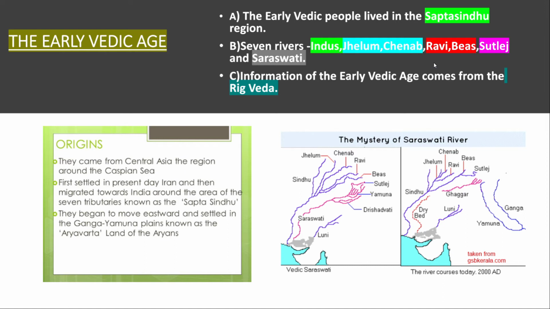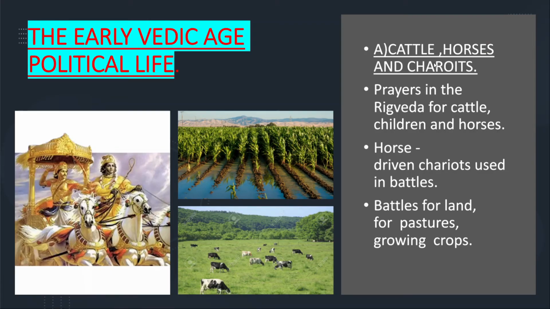This region had 7 rivers: Indus, Jhelum, Chenab, Ravi, Beas, Sutlej and Saraswati, hence the name Sapta Sindhu. Most of the information of the early Vedic age comes from the Rig Veda. Therefore, this period is also referred to as the Rig Vedic period. After this, the early Vedic age political life.